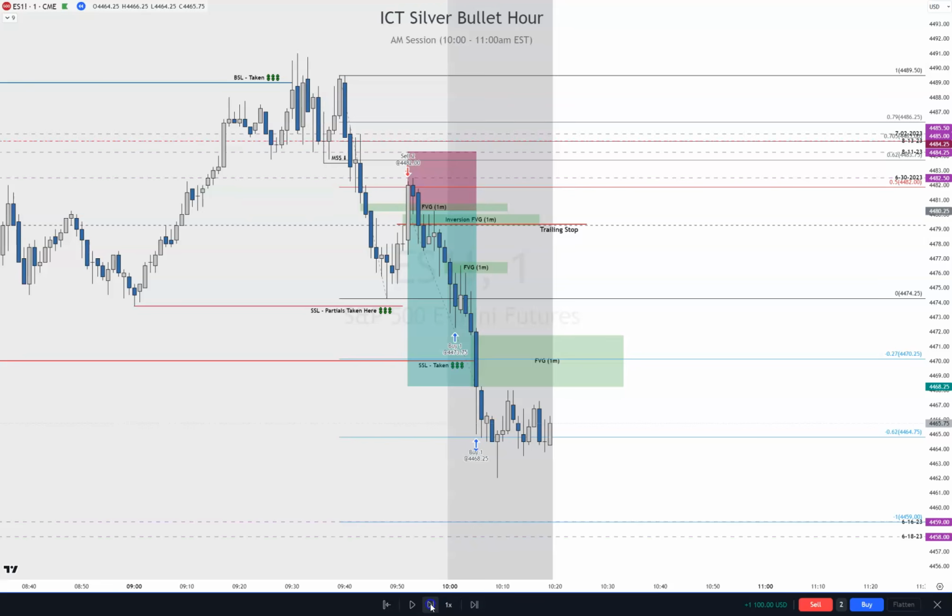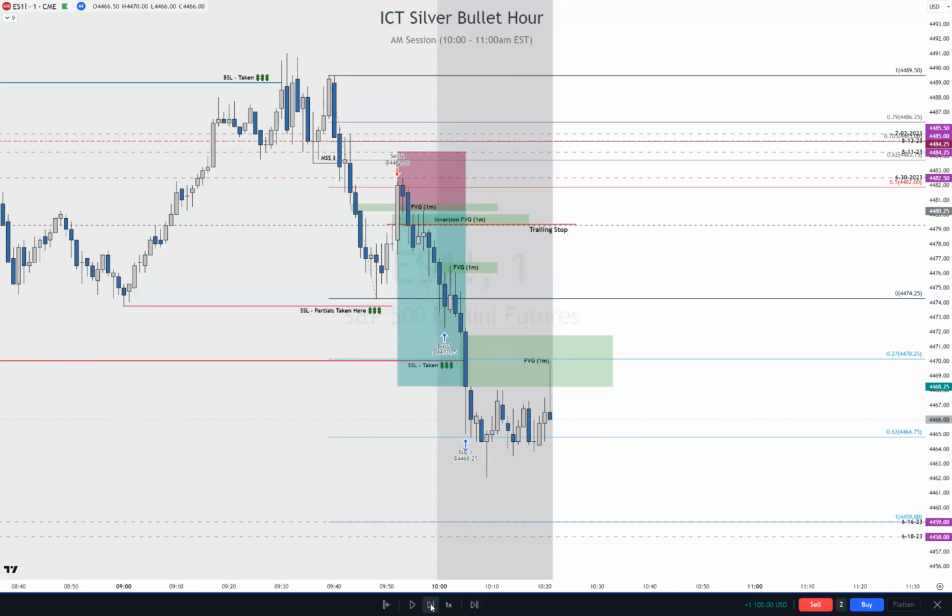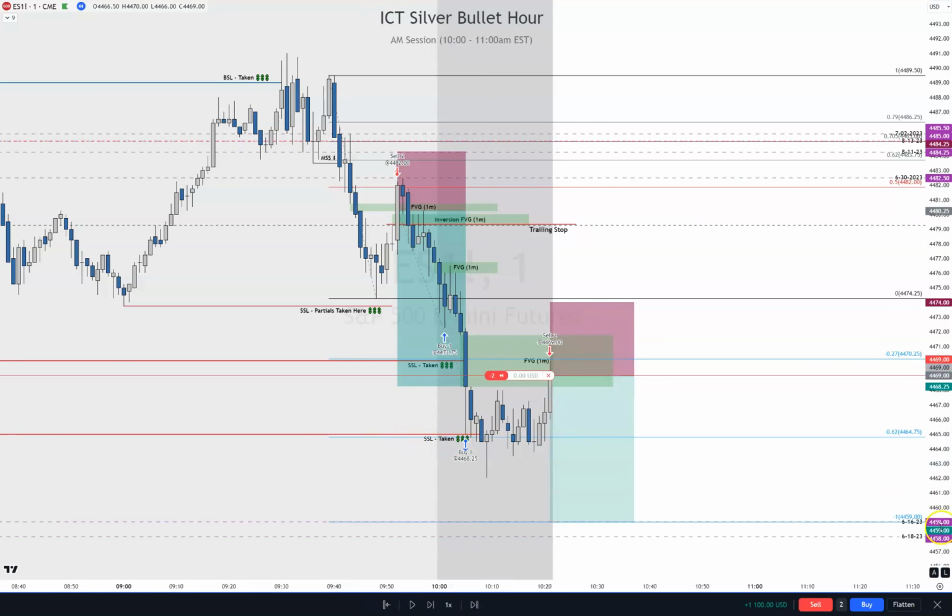Just kind of ranging right now. Alright, there we'll sell to, right there. Sell side liquidity has been taken down here as well. Alright, so let's go short here from our entry.